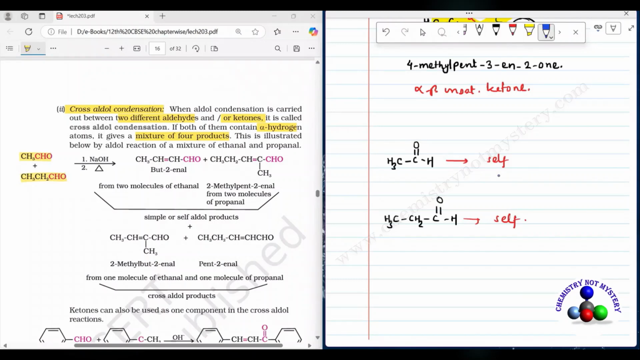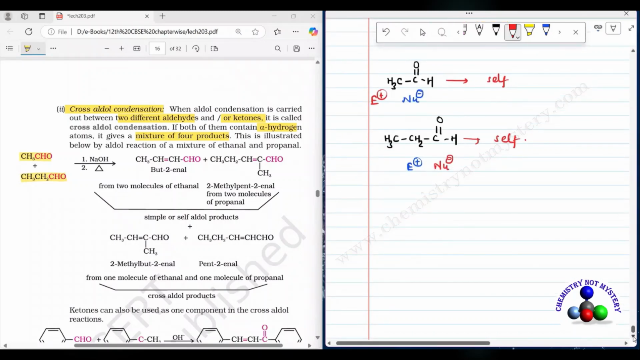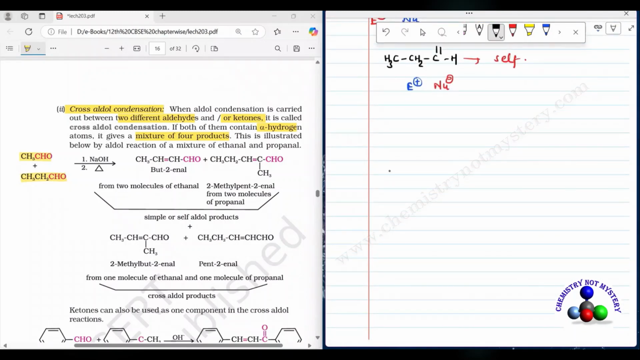But when they react with each other, you will get 2 different products, because once ethanal will act as a nucleophile and propanal will act as an electrophile. In the other condition, ethanal acts as an electrophile and propanal acts as a nucleophile. So that's how you will get 4 different products. Let's try to find out how to write these 4 different products without writing the detailed mechanism. First of all, try to understand it with the simplest example of ethanal.